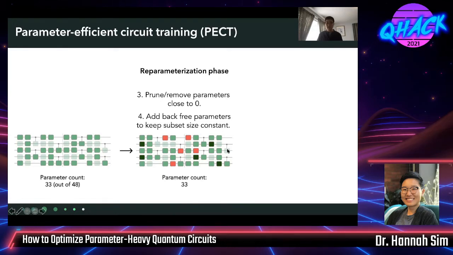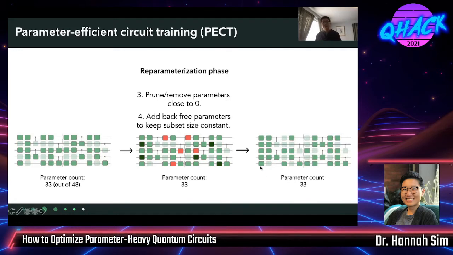And so to make this clearer, the output of this process should look something like this, where again, the gates of the darker green color are activated as part of your new circuit substructure, while these red gates that we were going to prune are now removed from the circuit substructure, and with an effective parameter count of 33 by the end of this reparameterization phase.